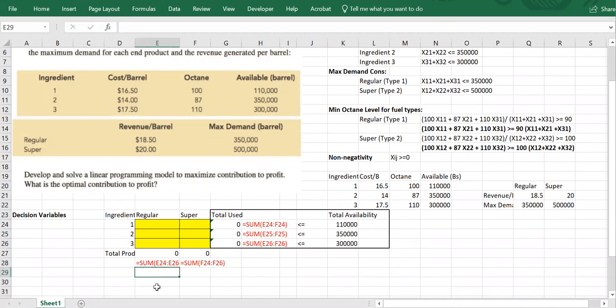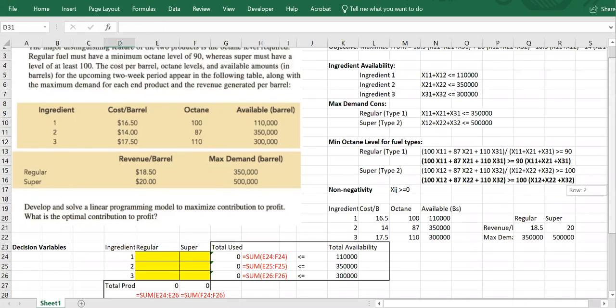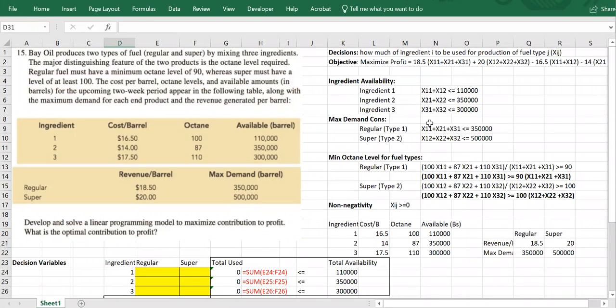The total production of each type of fuel should be less than or equal to the maximum demand available for that fuel type. All right, so I can just put this also into a different section: total production should be less than or equal to a maximum demand. Total amount of ingredients used should be less than or equal to the total amount available of each ingredient. So we just took care of these two sets of constraints. There are 5 constraints. We just did it.